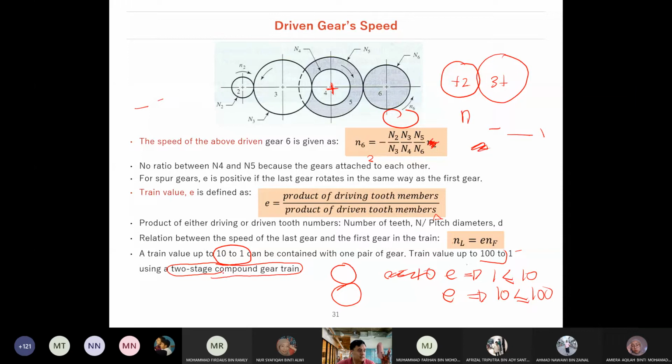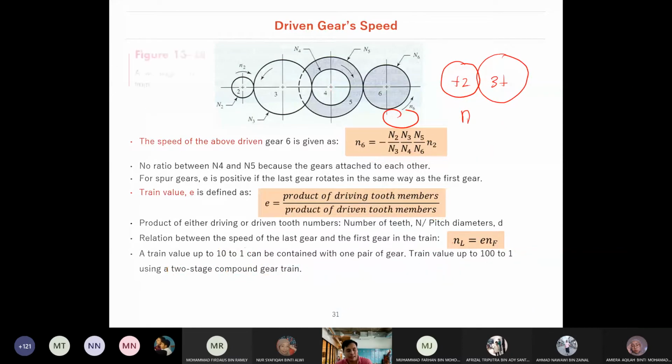Okay, so this is the design code. You just have to follow it. Why use a two-stage compound gear train? No need to go into that. So what is a two-stage compound gear train? Let's look at the next slide.